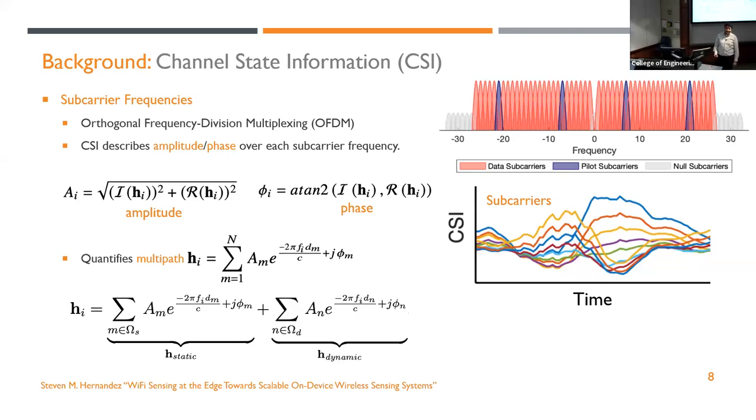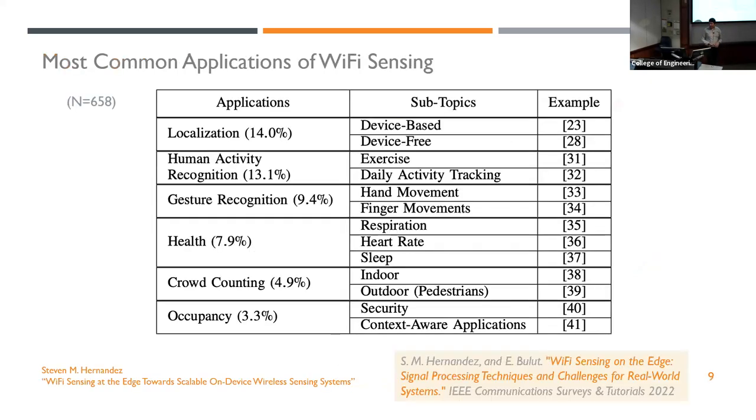And then more interestingly is the dynamic path. As I move, as I lecture, and as I make different gestures here, it's varying the paths. So that's the dynamic paths. We did a big review of the many papers that do Wi-Fi sensing, over 600 papers, to identify different applications that people have used for Wi-Fi.